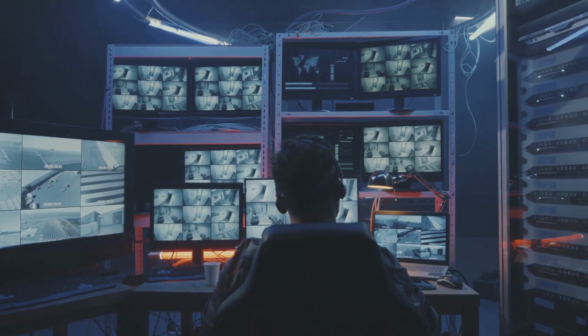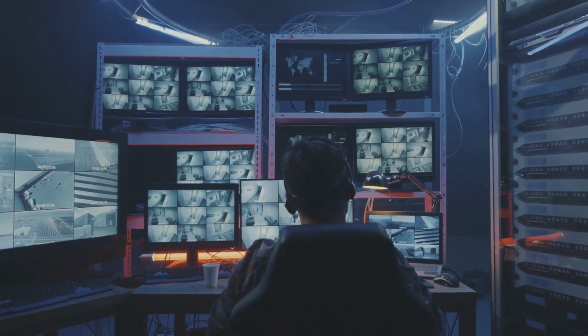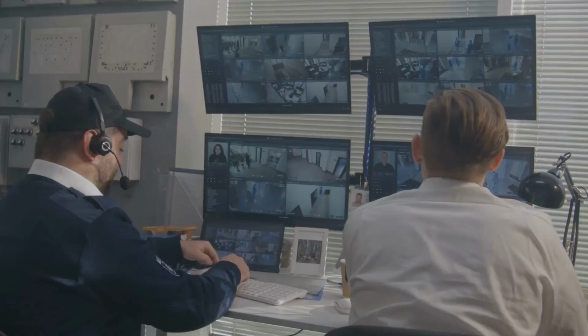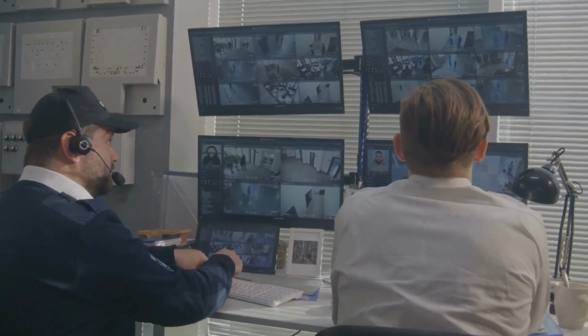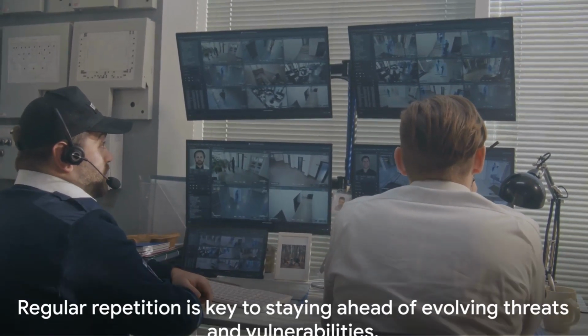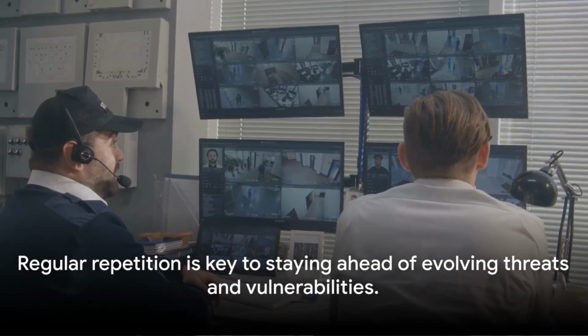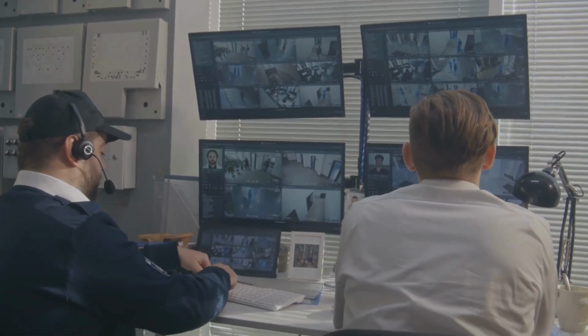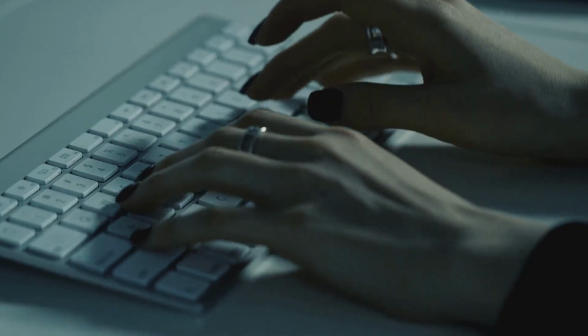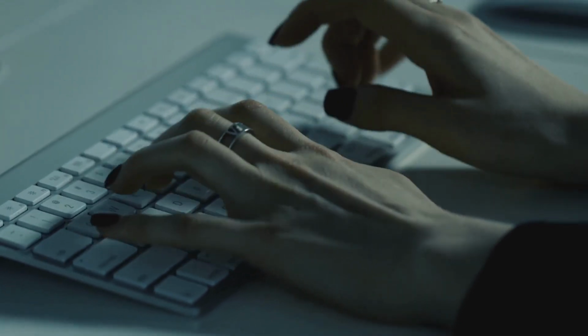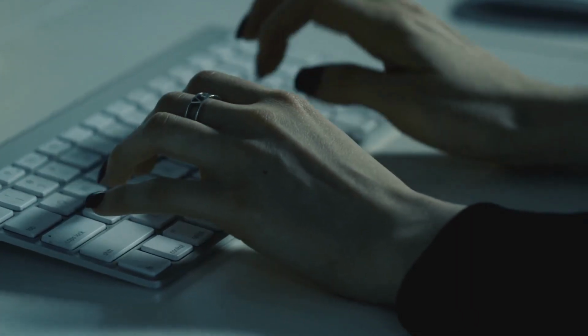This comprehensive process is crucial to proactively identifying and addressing security vulnerabilities, thereby reducing the risk of unauthorized access and data breaches. It's a cycle that requires regular repetition as threats evolve and new vulnerabilities emerge. The process might seem complex, but with practice, anyone can learn to effectively assess vulnerabilities and enhance system security.